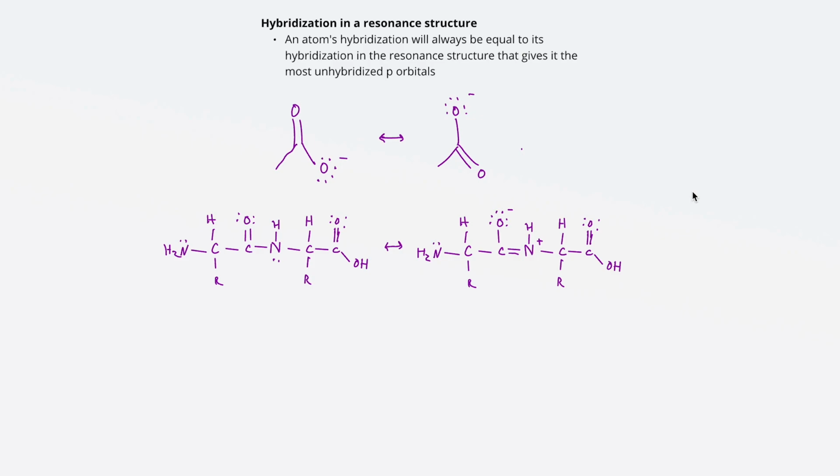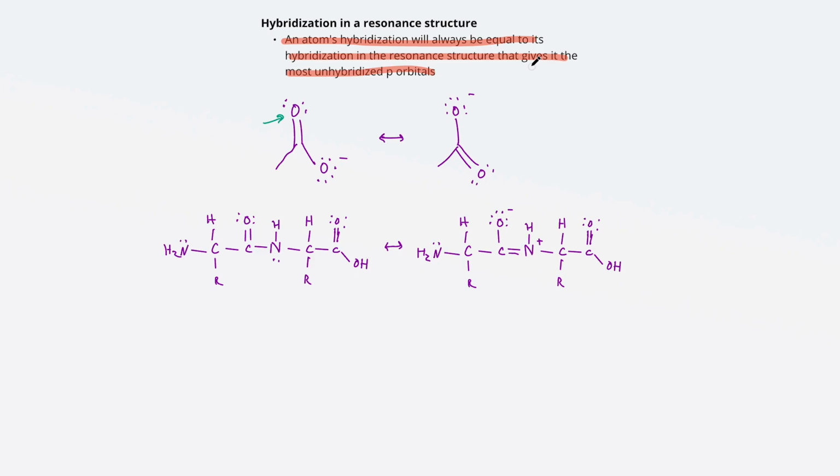Now we need to talk about how hybridization is affected by resonance. And here is a rule that we have written: an atom's hybridization will always be equal to its hybridization in the resonance structure that has the most unhybridized p orbitals. So what that means, we will dissect by looking at an example here. So let's pick just this top oxygen here, and go back to the hybridization video if you need to understand what we're going to say here.